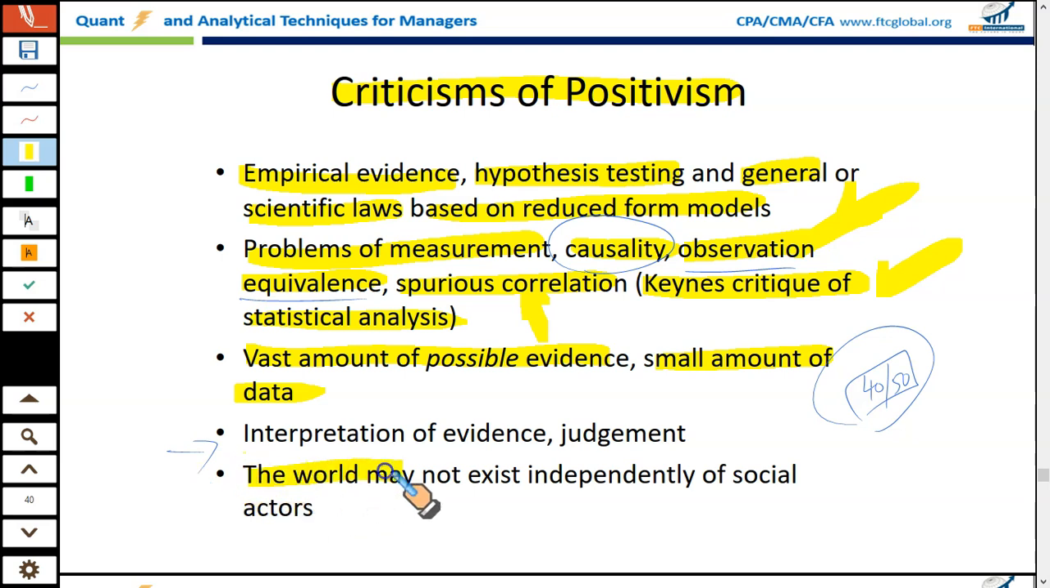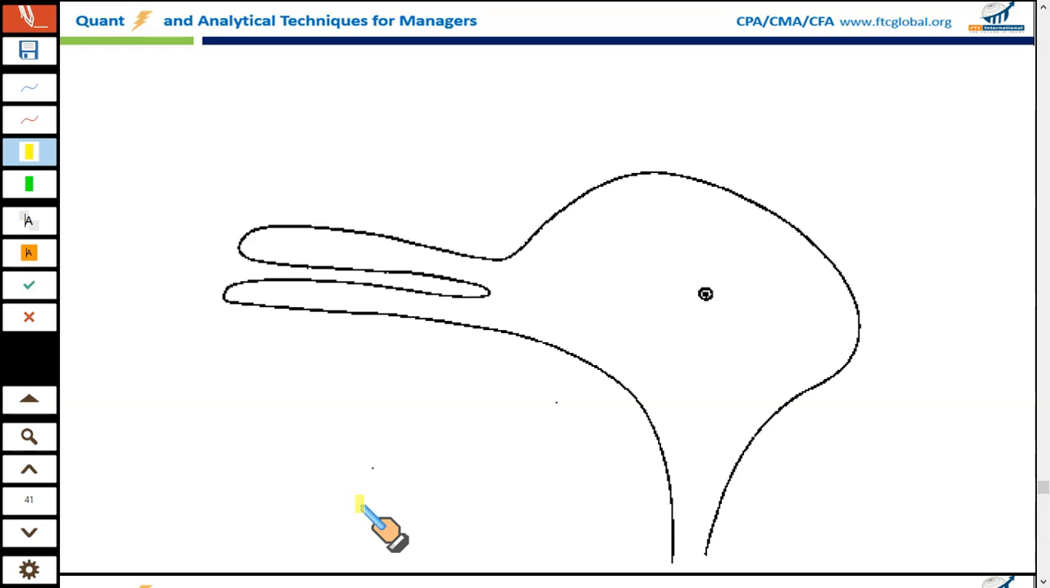Then it says the world may not exist independently of social actors. This point means that the world we see and understand might not really be the same if there were no people to observe it. So basically how we know and experience the world depends a lot on us being here and interacting. The world depends on us, on social actors. So the world is nothing without us. The world may not exist independently of social actors, us. Okay, now what do you see? You see a duck.